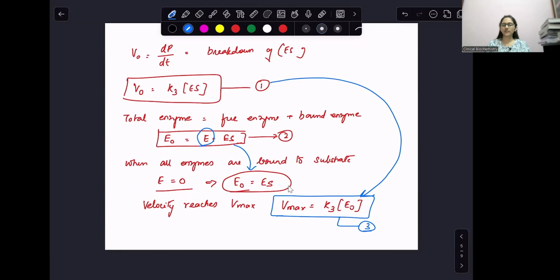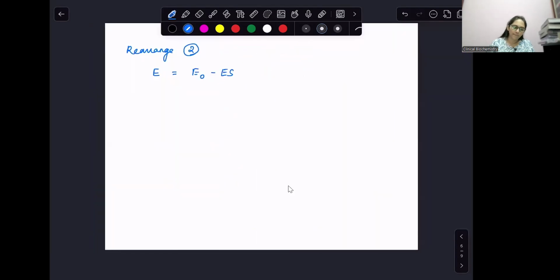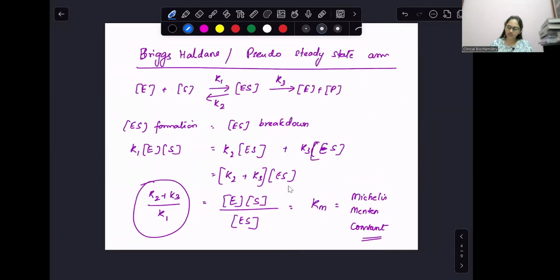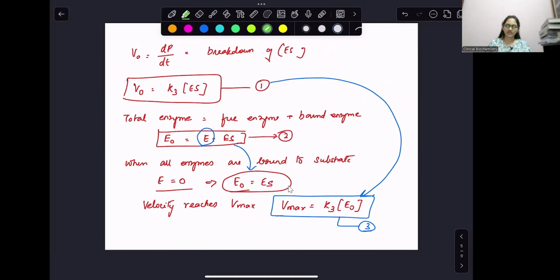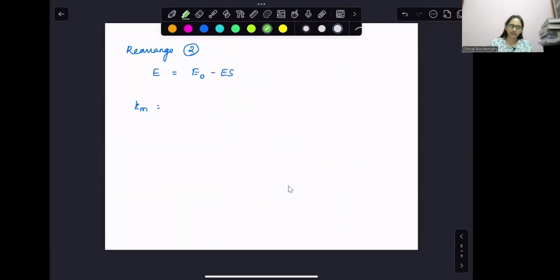Is it not E0 minus ES? Now, coming back to the Km equation. What is the Km equation that we have got here? Km is equal to E into S divided by enzyme substrate complex. Yes, so let me write it here. Km is equal to E into S divided by enzyme substrate complex.